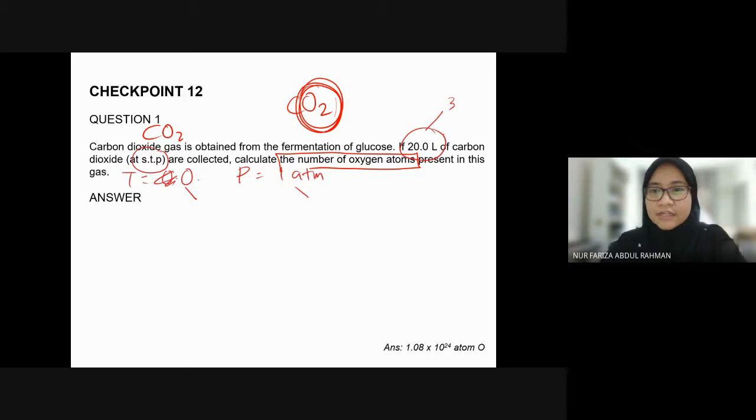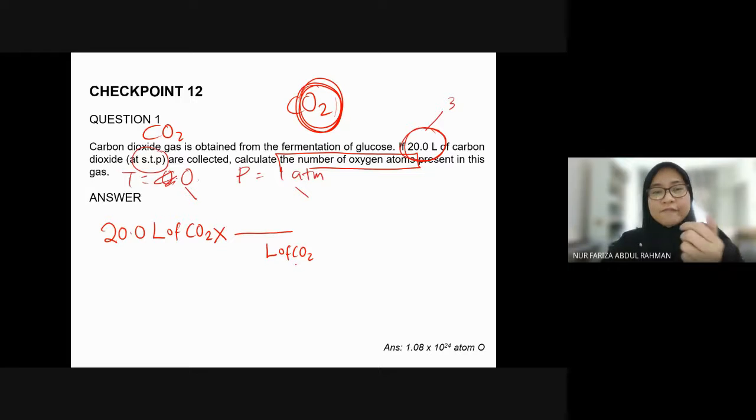CO2 is given, and the information is in the form of volume. So 20.0 liters of CO2, times liter of CO2. So far we have the relationship for liter, which is the molar volume. At STP we know that the molar volume is 22.4 liters.